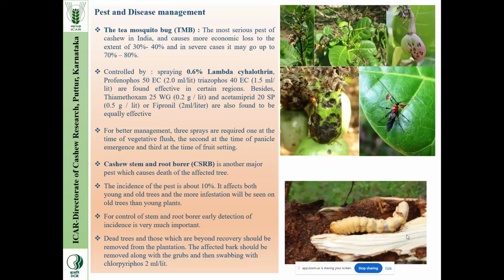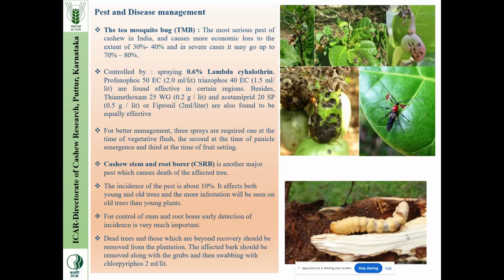The two most important pests which cause economic damage in cashew, as I have already mentioned, the most serious pest is the tea mosquito bug, which causes an economic loss of around 30 to 40%. In severe cases, it goes up to 70 to 80%. As a control measure, we recommend prophylactic sprays to farmers to avoid infestation by this pest.